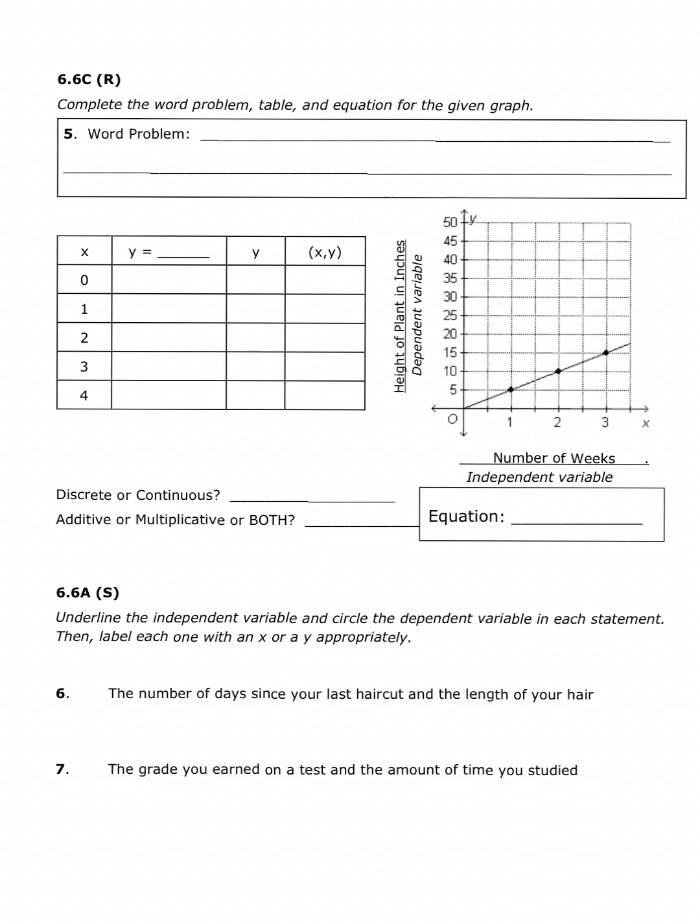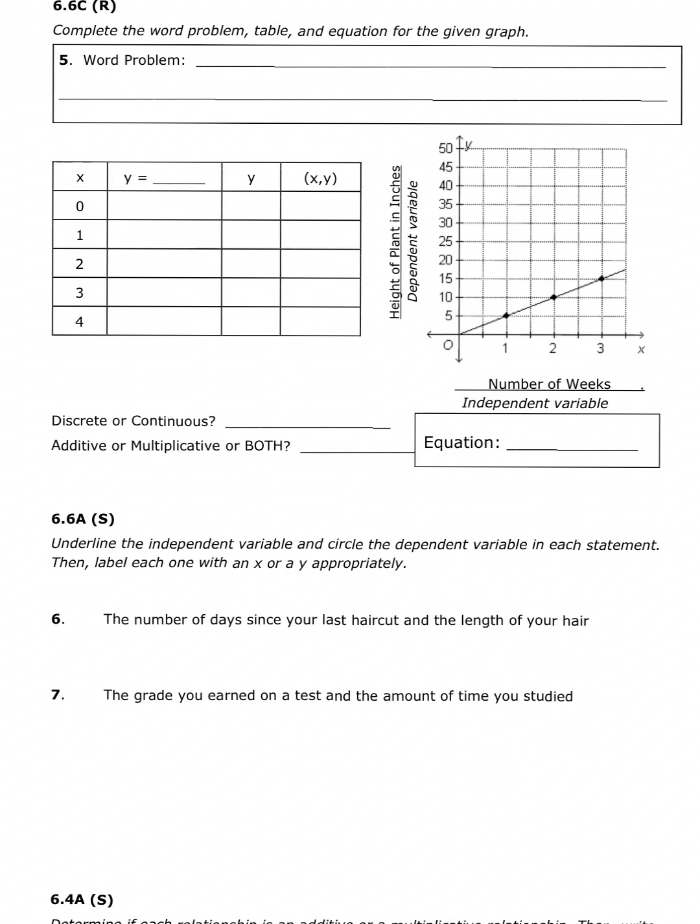Underline the independent variable and circle the dependent variable in each statement. Then label each one with an X or a Y appropriately. 6. The number of days since your last haircut and the length of your hair. 7. The grade you earned on a test and the amount of time you studied.